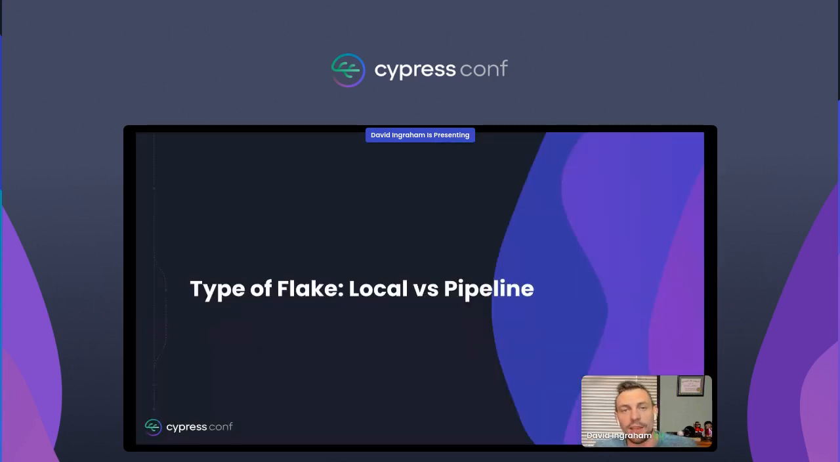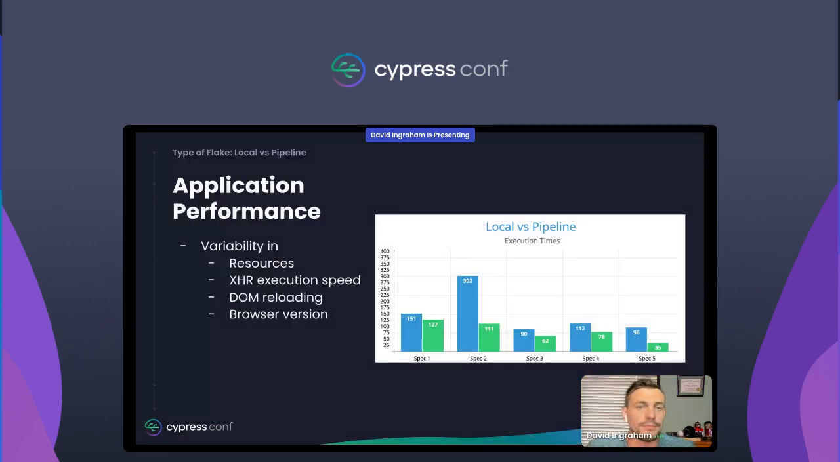Another type of common flake and a large pain point for many occurs when a test is run locally and passes, but then you run it in the pipeline and it fails. Let's take a look at some reasons for this and how we might be able to address them. So the biggest difference that I see between local and the pipeline is simply how the application performs.